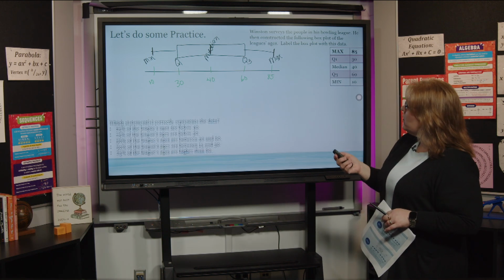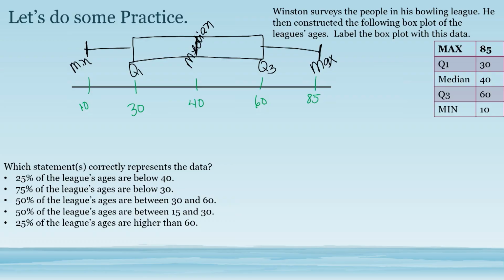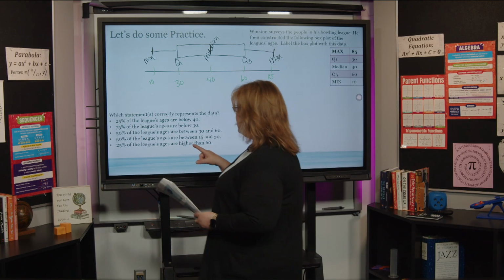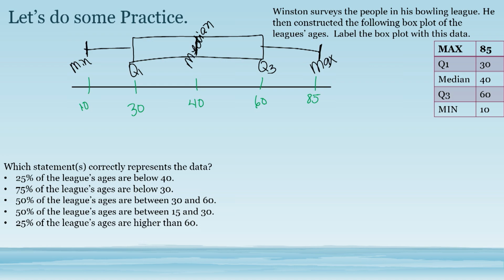Good job. All right, it says, which statement correctly represents the data? 25% of the league's ages are under 40. 75% of the league's ages are below 30. 50% of the league's ages are between 30 and 60. 50% of the league's ages are between 15 and 30. 25% of the league's ages are higher than 60. So when I look at these, what can I say? 25% of the league's ages are below 40. Well, that's not true because it's in the middle. That would be 50%. So I know that's not the answer.